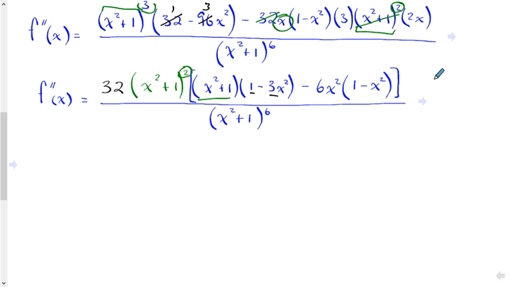Then we'll simplify what's inside that square bracket and at the same time cancel out here, because this x squared plus 1 squared will reduce with the denominator to give me an exponent of 4 in the denominator.